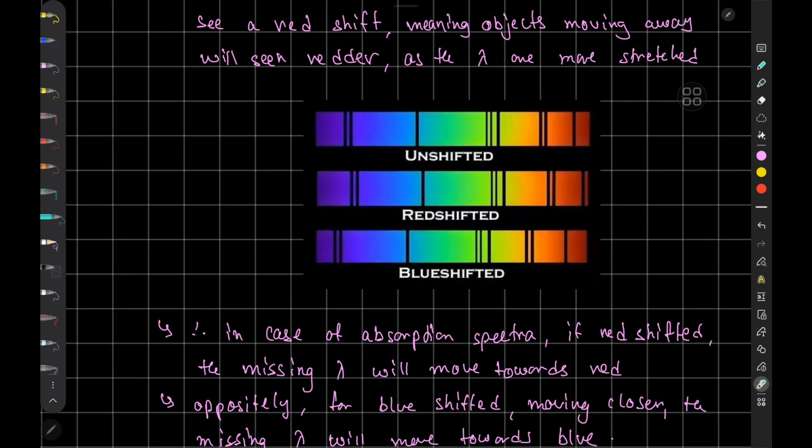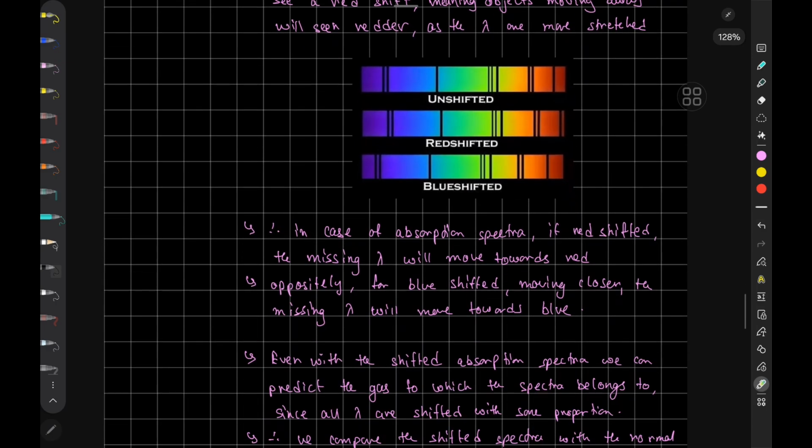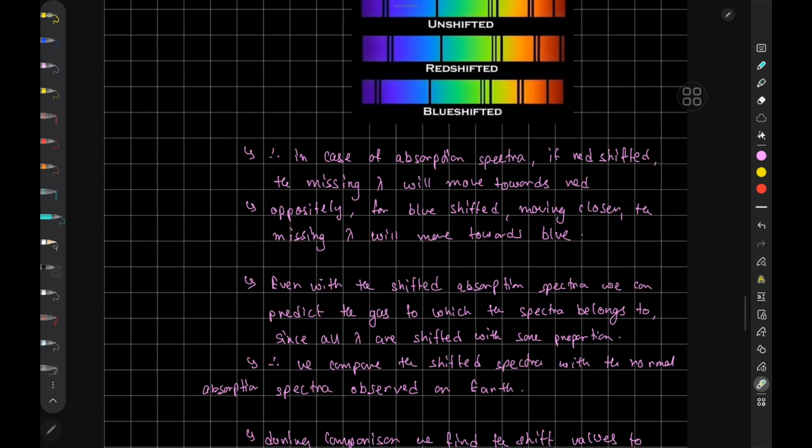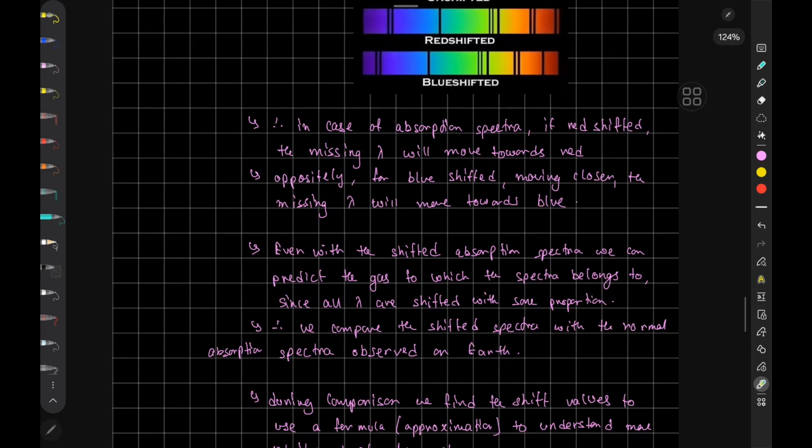Even if it is red shifted or blue shifted, that is, it has gone through some sort of Doppler effect, it does not matter. We can still identify which kind of element the light went through. So we can find the atmospheric condition of, let's say, a star or a galaxy. Great.